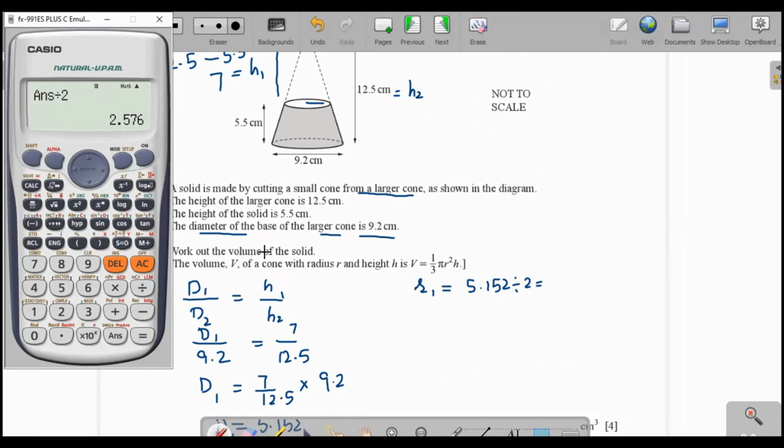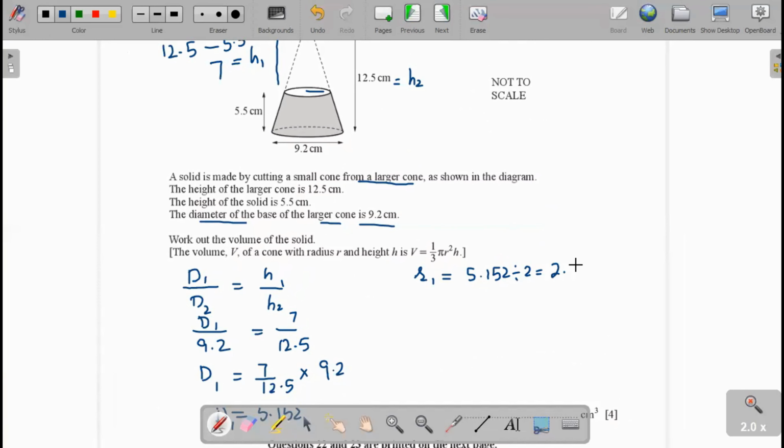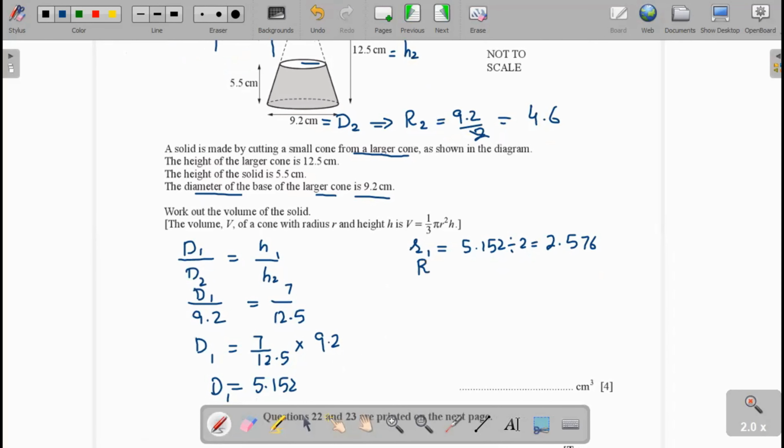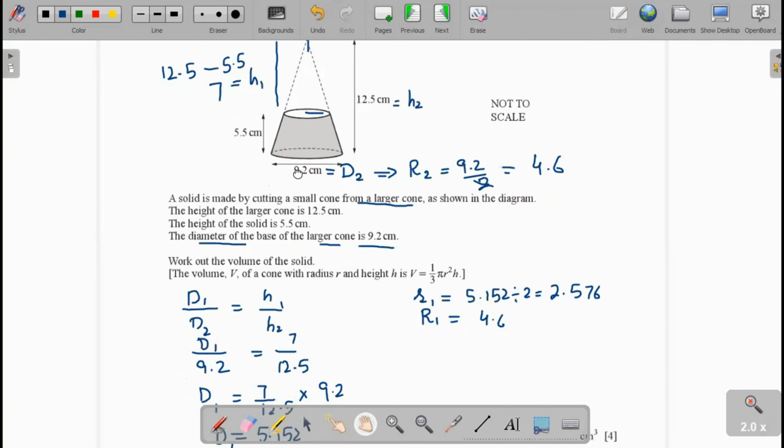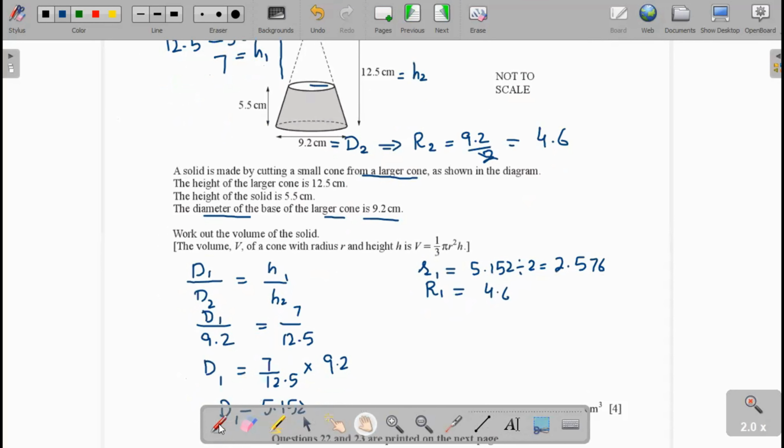The value is 2.576. Now the radius of the larger cone is 4.6. The volume of the smaller cone is subtracted from the volume of the larger cone. Here the volume of the solid will be equal to the volume of the larger cone minus the volume of the smaller cone.